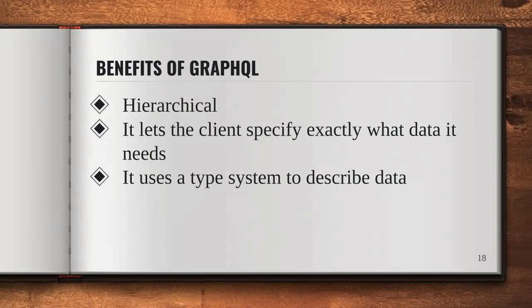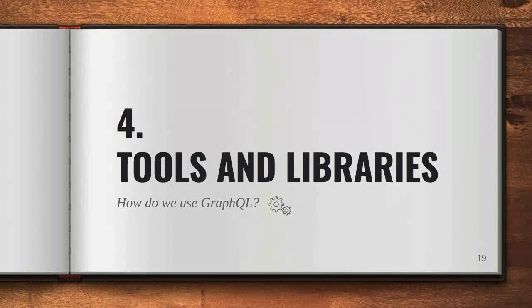Right. And GraphQL obviously does handle some of this a little bit better. So what are the benefits? It's hierarchical. It does let the client specify exactly what data it needs. And it uses a type system to describe the data, so the clients can understand what the possibilities are in terms of the schema and what they could do.